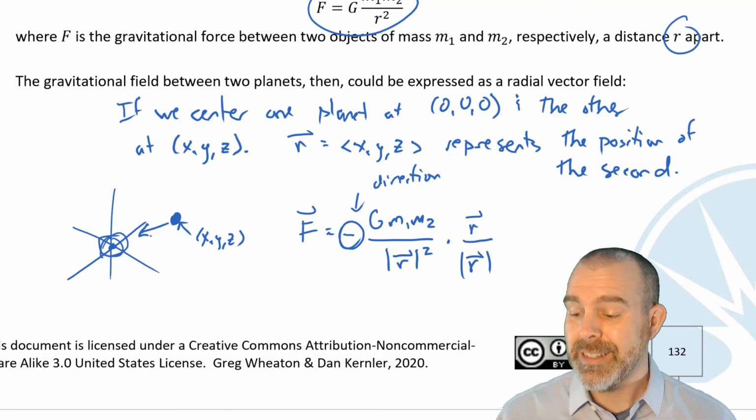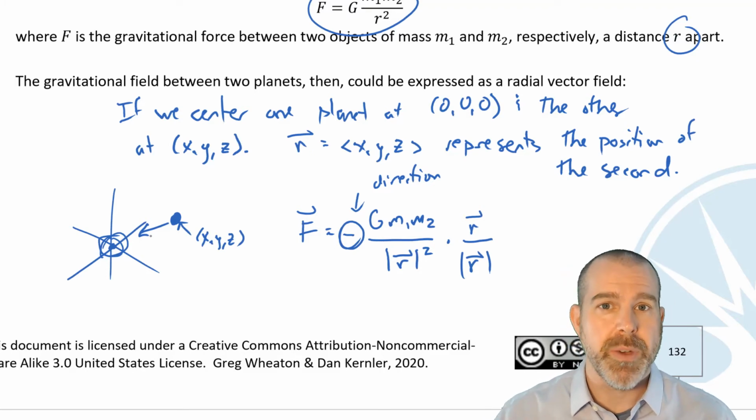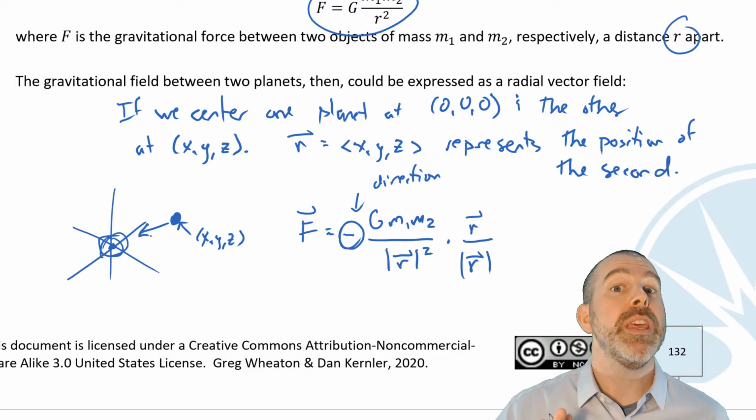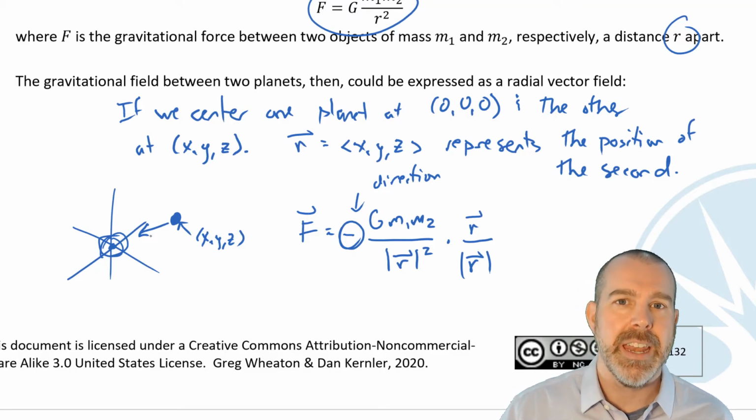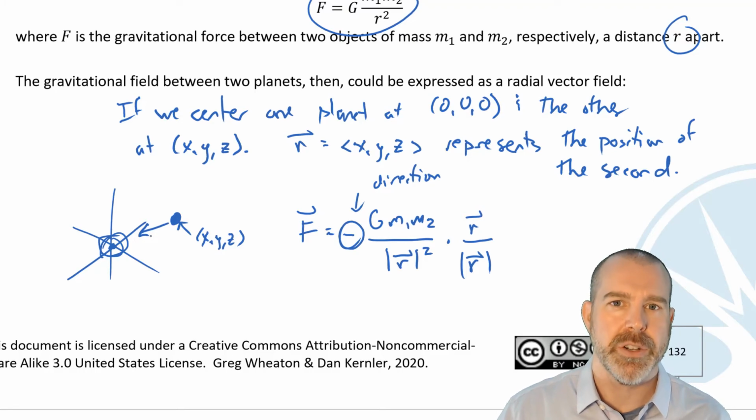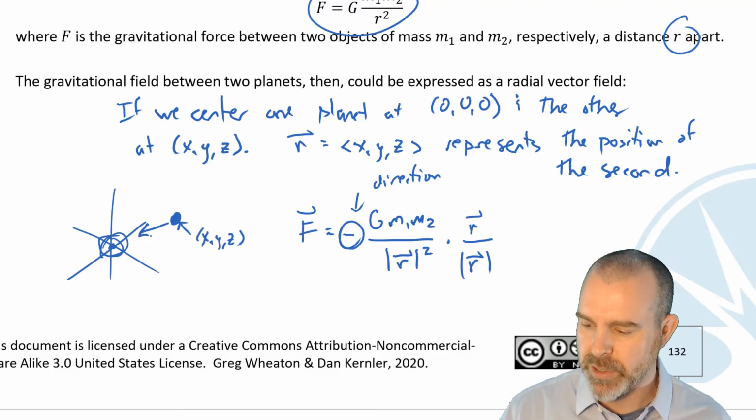And so this is an example. Don't worry too much about how I developed all that. My point only here is just to illustrate that this gravitational field is an example of a vector field. It's a radial vector field.